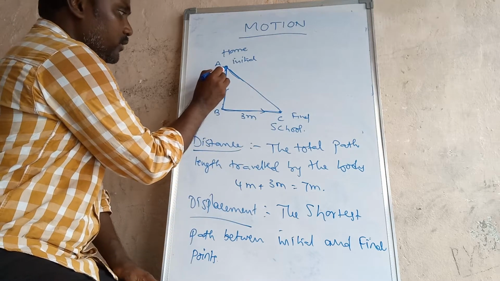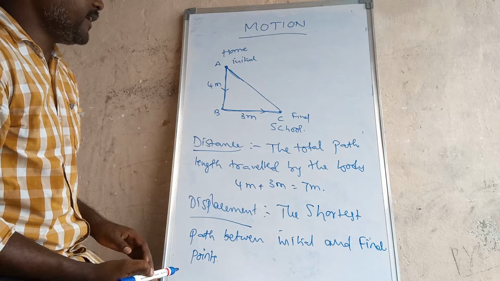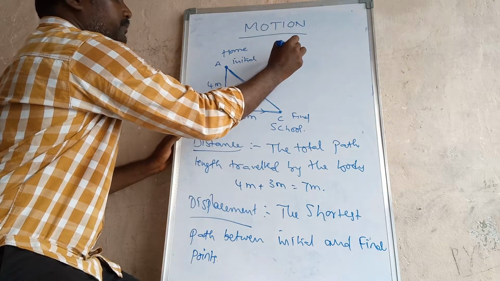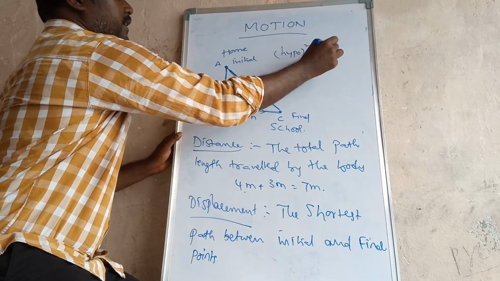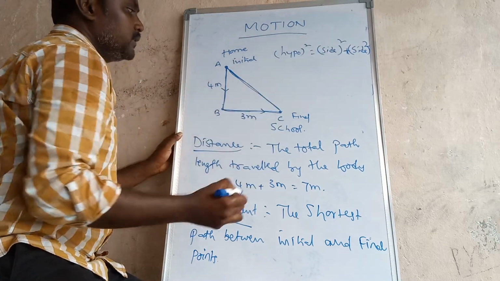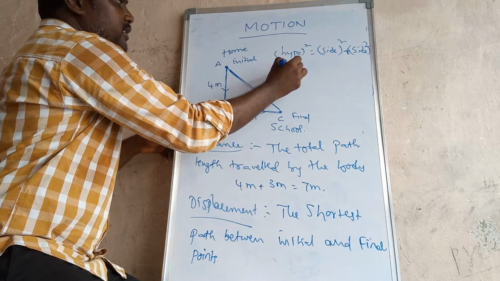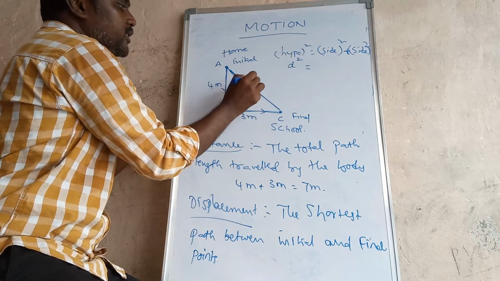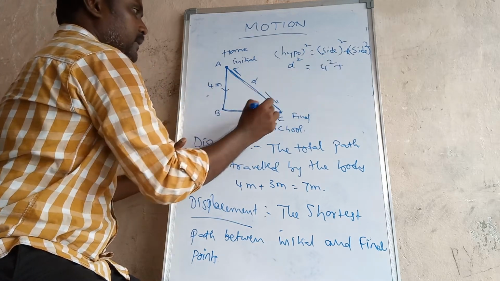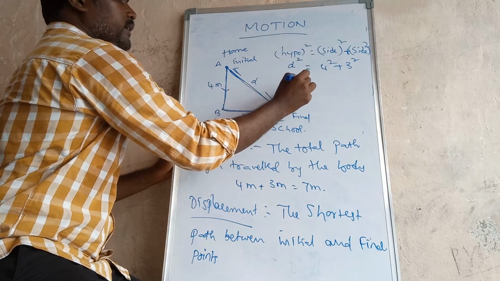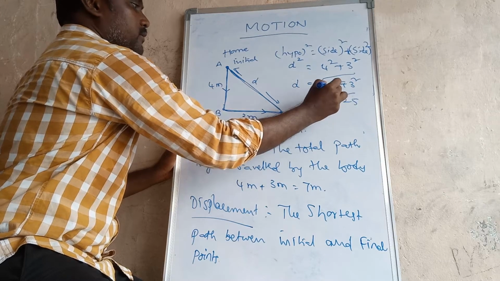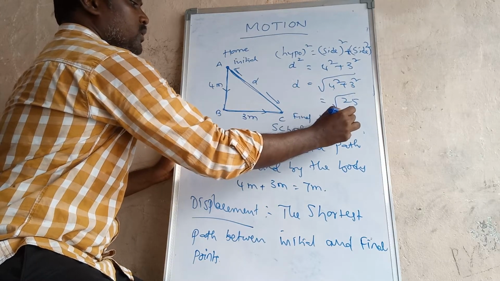So how do we find it? It is a right angle triangle, and in this right angle triangle this is the hypotenuse. So we have the Pythagoras theorem: hypotenuse square is equal to side square plus side square. Let us say displacement is d. d square is equal to 4 square plus 3 square. So d is equal to root over 4 square plus 3 square. 16 plus 9 is 25, and d is equal to 5 meters.